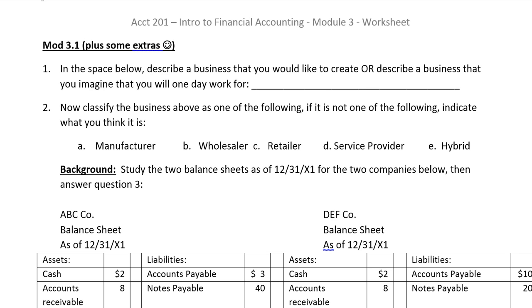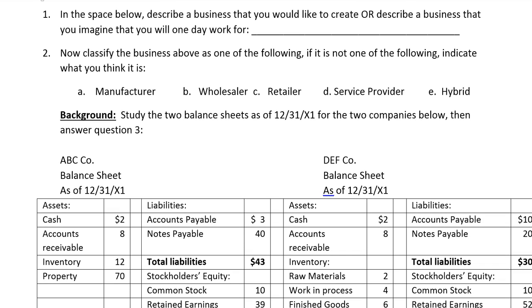This first part of the module you should be able to handle based on the videos. I simply explain the differences between a manufacturer, a wholesaler, a retailer, a service provider, and a hybrid. First one just simply asks, what kind of business would you like to work for or create someday? It's easy enough to answer. Number two, now classify the business above as one of the following. So you've identified a business that you might be interested in, and then you just kind of classify it.